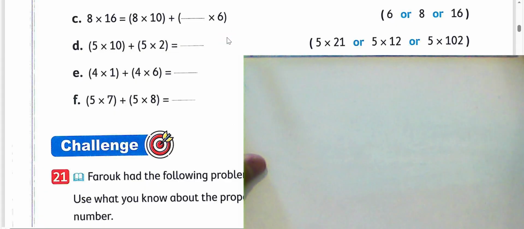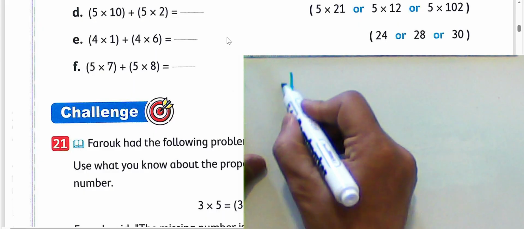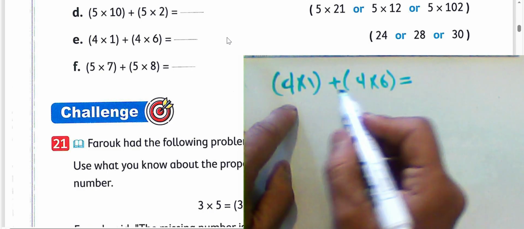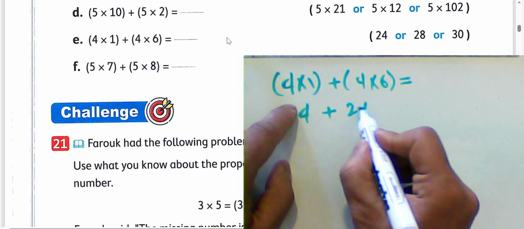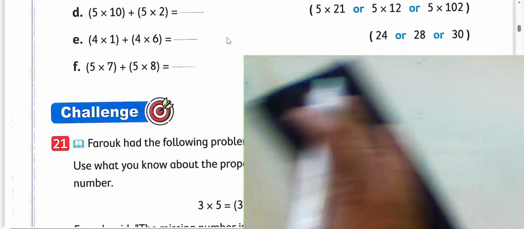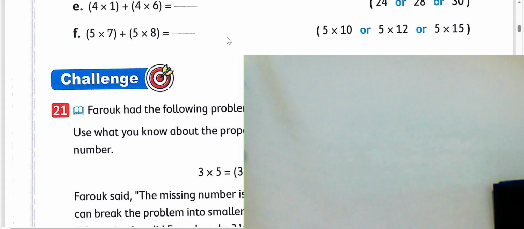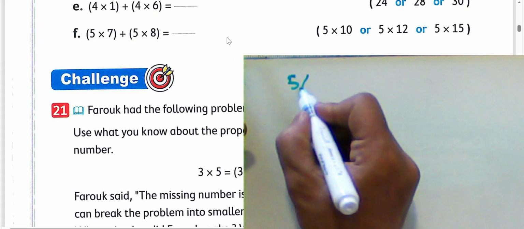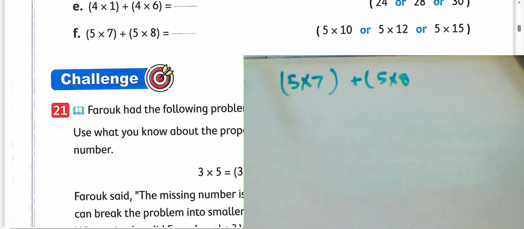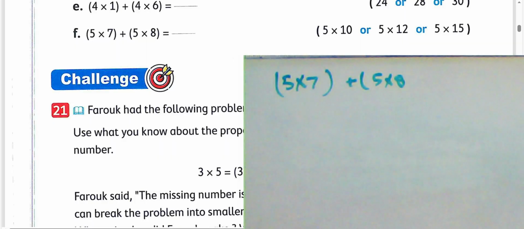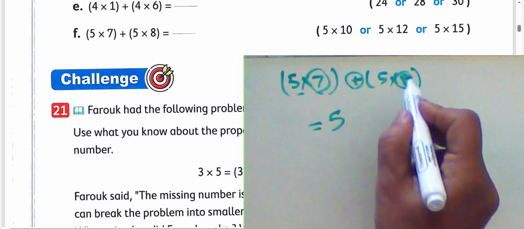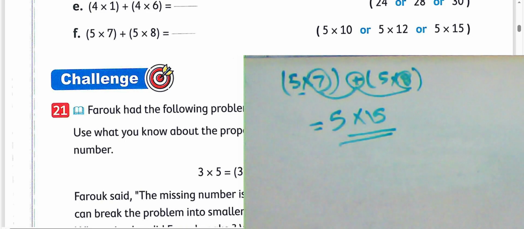Down, letter E. 4 times 1 plus 4 times 6. 4 times 1 will be 4. 4 times 6 is 24. Then we can collect, it will be 28. Choose 28, okay? Letter F. 5 times 7 plus 5 times 8. We have 5 as a constant here, right? 5 constant, and 7 plus 8 equals 15. Choose the last one.